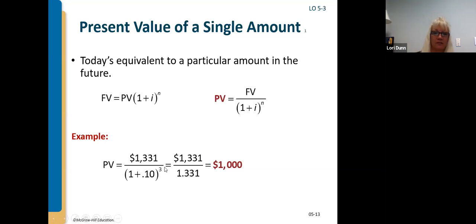So take 1 plus 0.1 to the third power. When you put that in your calculator, you'll get 1.331. Divide that into 1331. So if you're using the formulas, that's what you do. Present value is 1,000. If you say, well, we already know that, yeah, but what if we didn't? What if we knew what we needed, the interest rate, and how many periods we could leave that money in there?